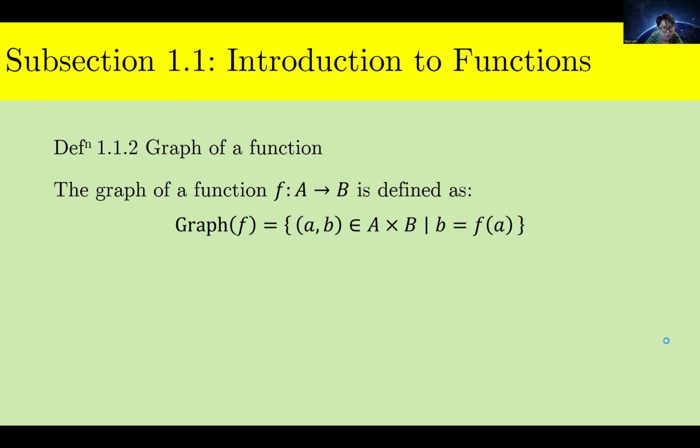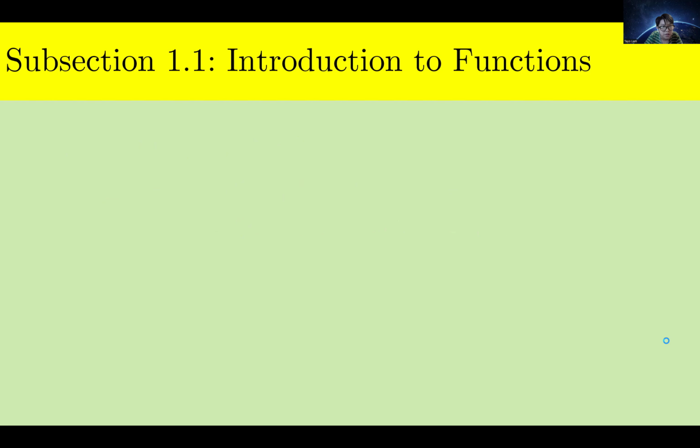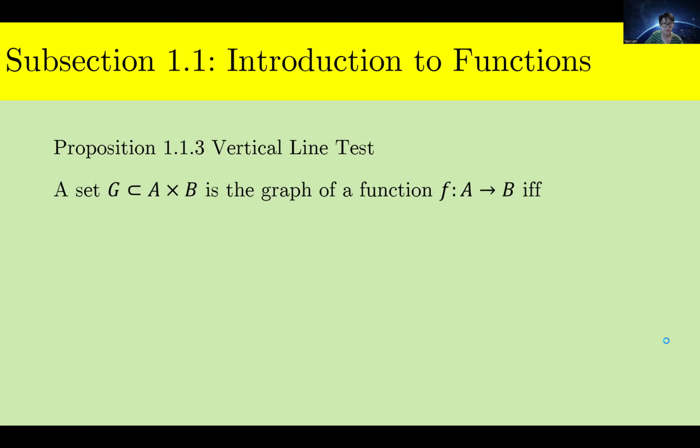Yeah, so it's just trivial definitions. Okay, so we have proposition 1.1.3, which is the vertical line test. The set G, a subset of A × B, the Cartesian product of A and B, is the graph of a function f from A to B if and only if for all a in A there exists a b in B such that (a, b) is in G.